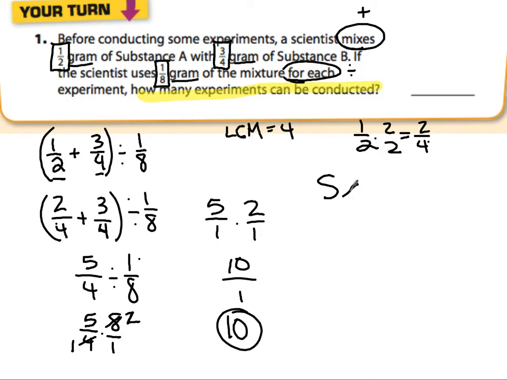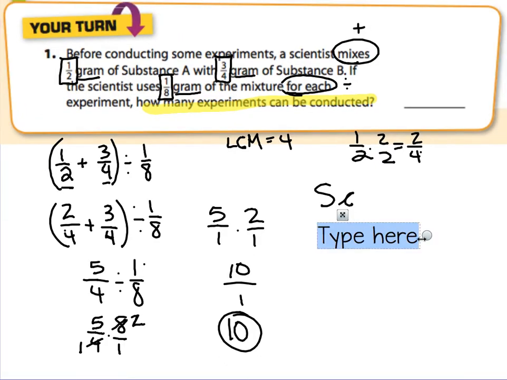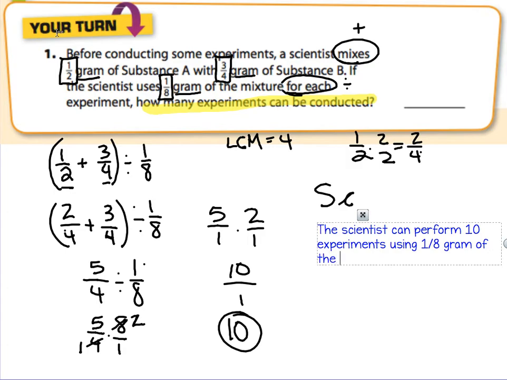So the scientist, we'll write our sentence because we always have to write our answer as a complete sentence. The scientist can perform 10 experiments using 1/8 gram of the mixture each.